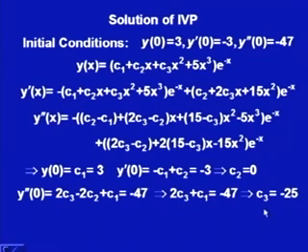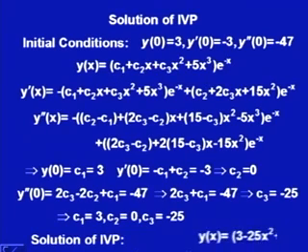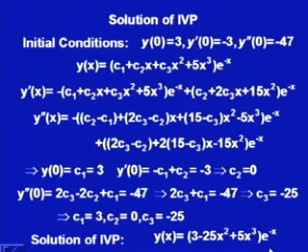You could get C3 is equal to minus 25. So now we have got the 3 constants: C1 as 3, C2 as 0 and C3 as minus 25. So what will be the solution of my initial value problem? I will substitute these constants in this general solution. I will get (3 minus 25x squared plus 5x cubed) times e to the power minus x. This is the unique solution of this initial value problem.